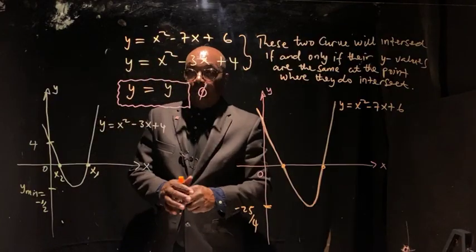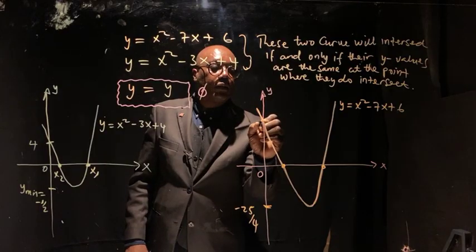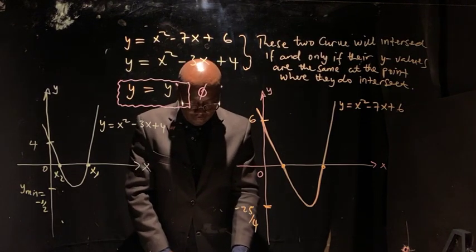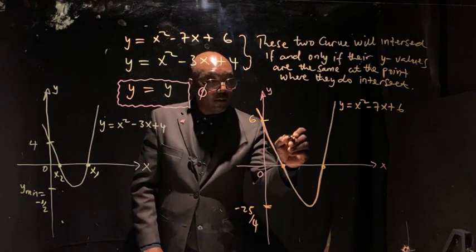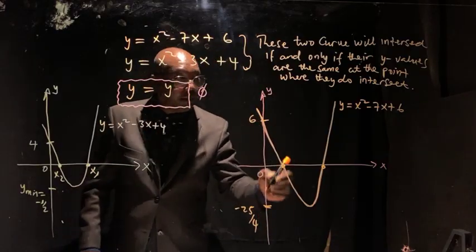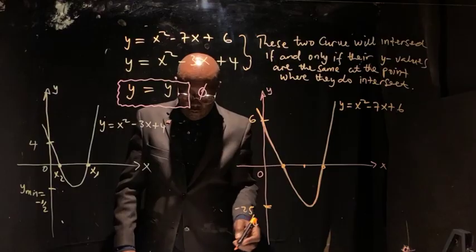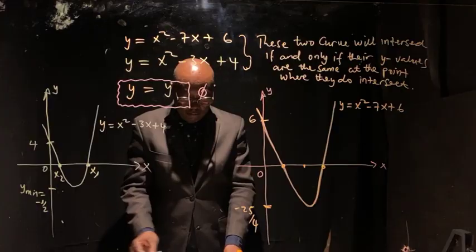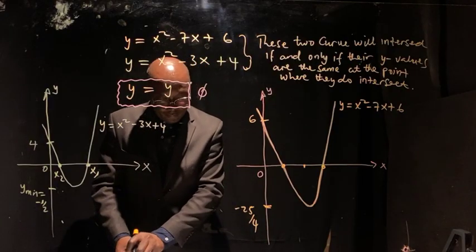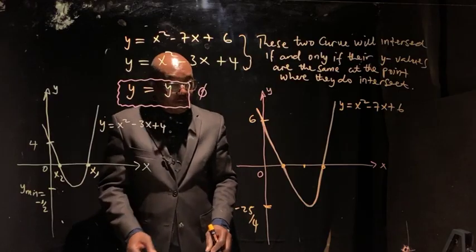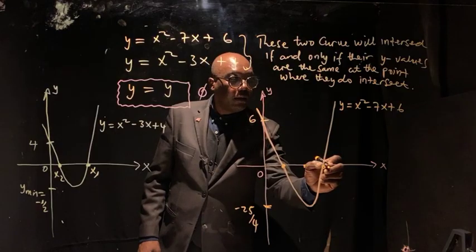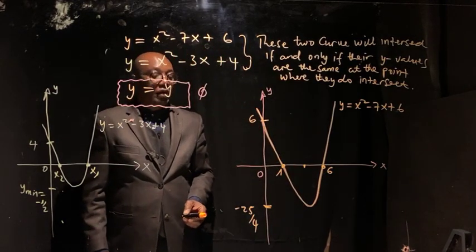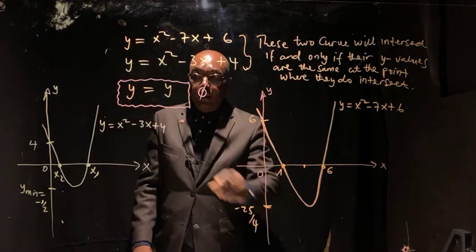And this one, the y-axis intercept was 6. Okay. And we have the symmetry. We said that the symmetry at that time was here, which was 7 over 2. Very good. And the x-intercepts were 6 and 1. Very good.